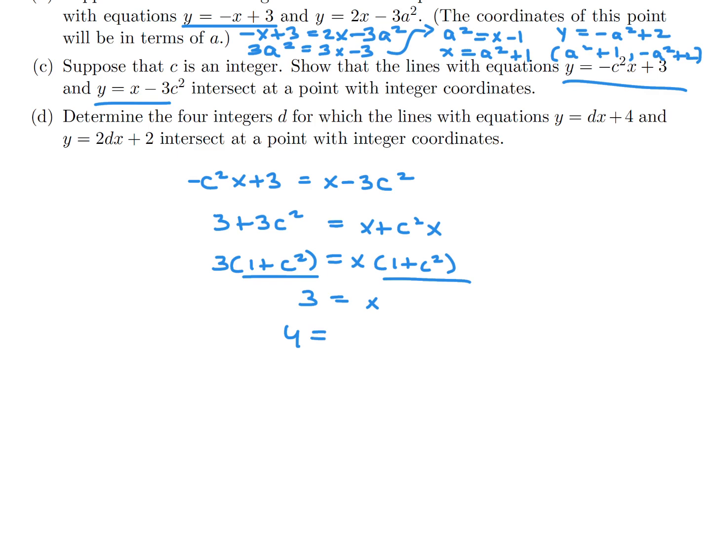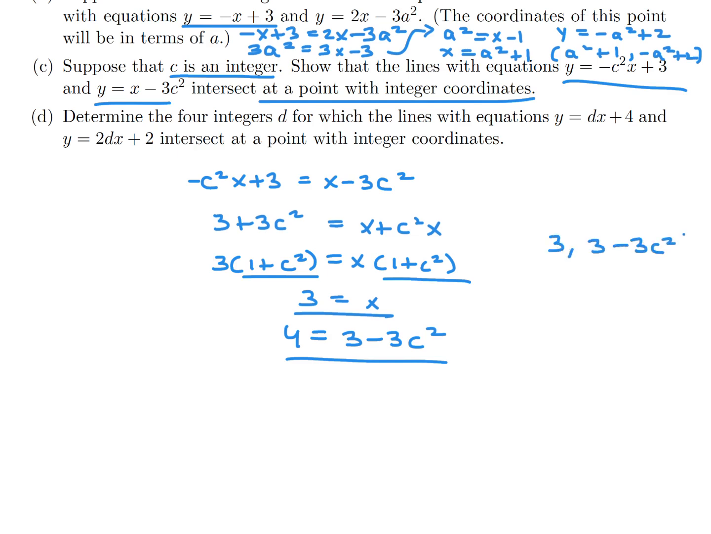We'll get y is equal to 3 minus 3c squared. And, well, this is an integer, and since c is an integer, that means y is an integer also. So we have shown that the intersection point, which is (3, 3 minus 3c squared), does indeed have integer coordinates, because this is obviously an integer, and this is an integer because c is an integer.